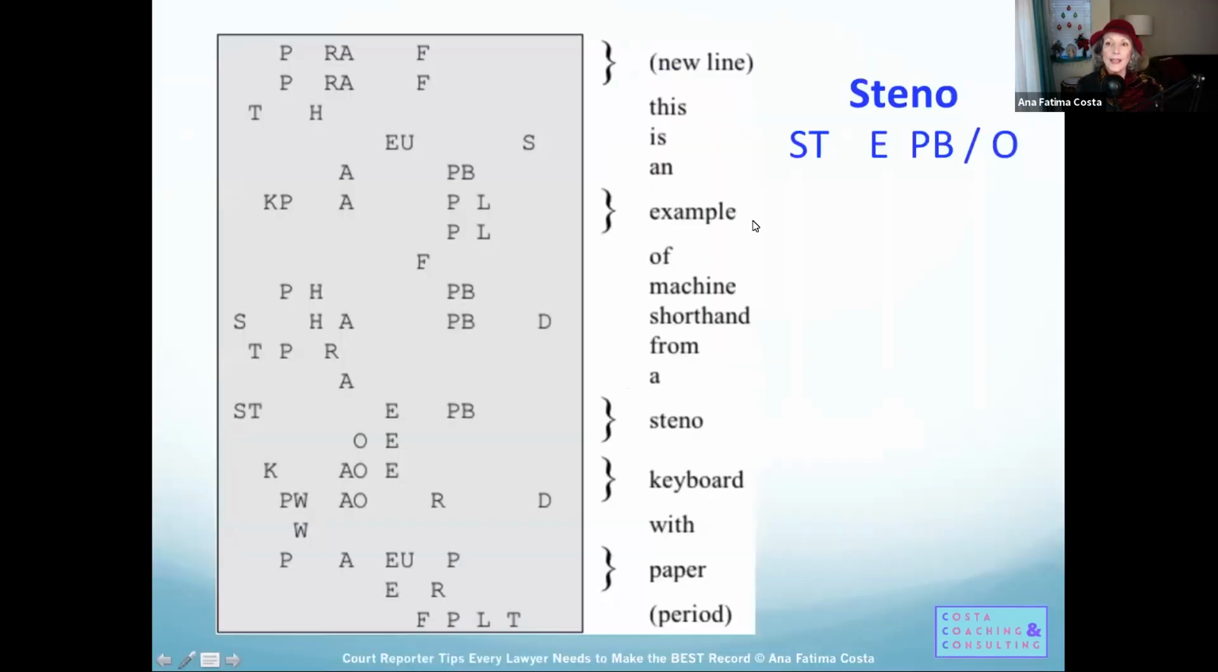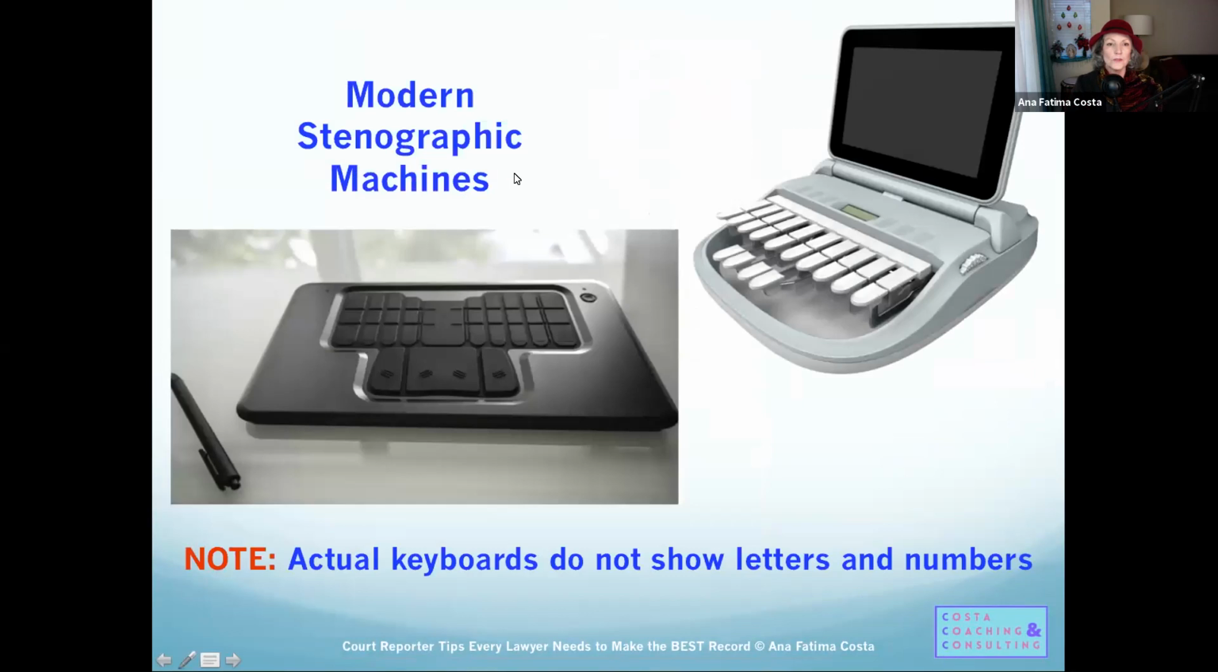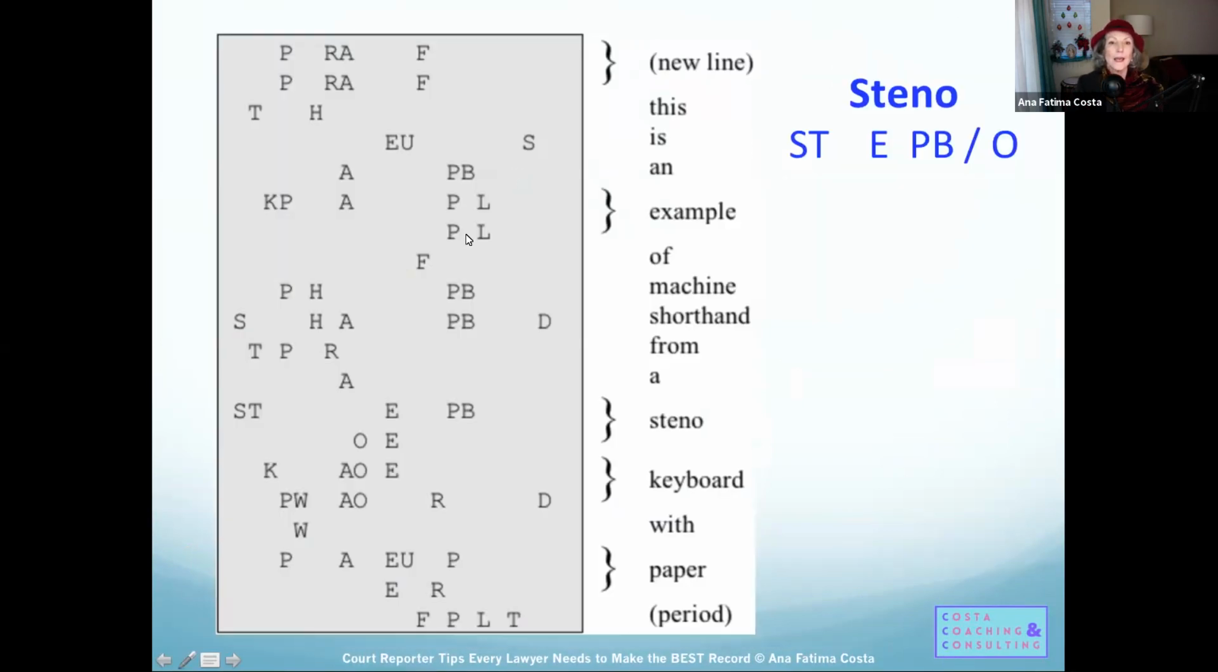So here's an example of what shorthand looks like. Up at the top, PRAF actually stands for paragraph. This is an example of machine shorthand from a steno keyboard with paper. And steno is written ST, and the PB stands for N, and then you come back for the final O.